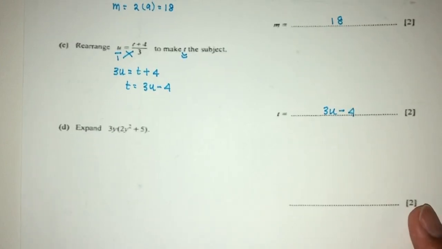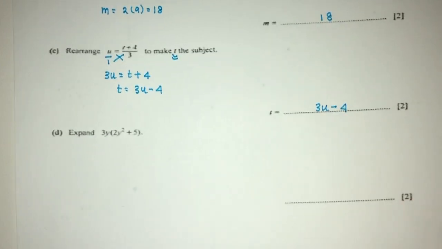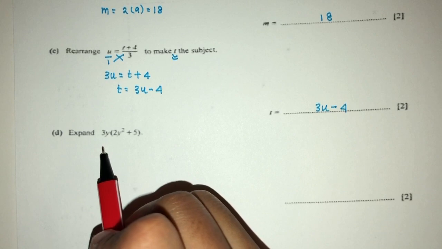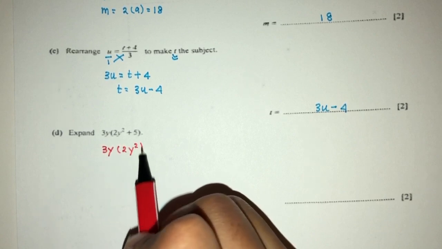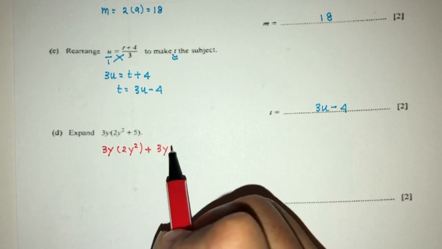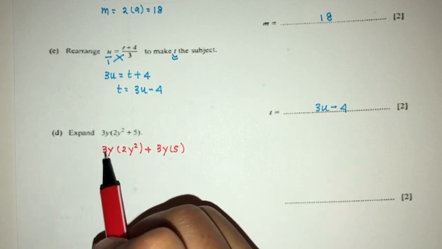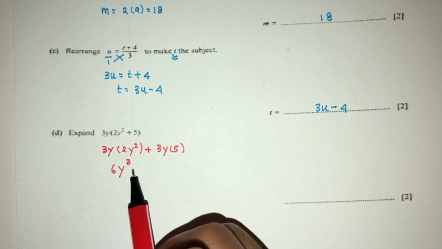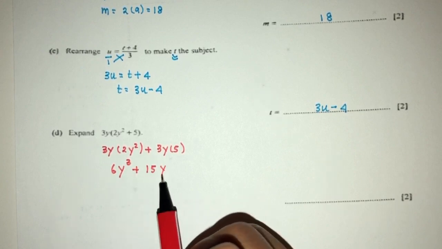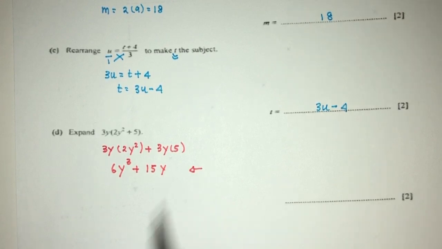Now last one, we have to expand this one. So how can we do this? Pretty easy. We can take one by one. So 3y times 2y squared plus 3y times 5. That will be 3 times 2 is 6. y times this will be y cubed, plus 15y. And this will be your answer for part d. And that is your question number 3.